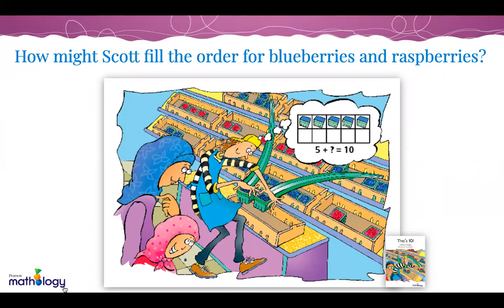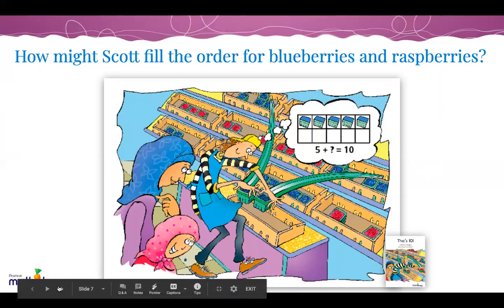And so let's take a look at this photo and take a look at Scott. He's in one of the stories, and he has to fill some blueberries and raspberries for some customers. And so we're going to think about how might Scott fill the order for the blueberries and strawberries. So he's starting to fill the order. He knows he has 5 blueberries, and he knows he has to fill it to make 10. So he's wondering how many of the other berries does he actually need?